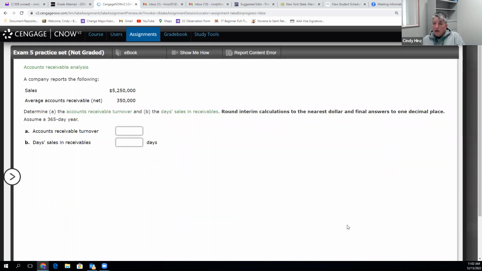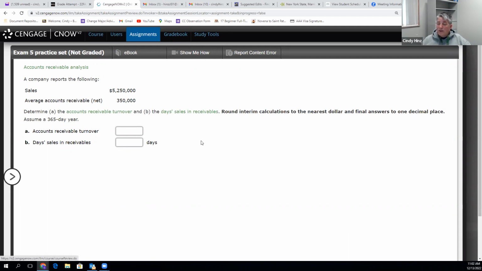Moving on to our accounts receivable analysis. So we first covered this back in the receivables chapter, which was chapter 8. And just like I did in class, in that chapter and in chapter 14, I'm going to give you an easier approach to calculating accounts receivable turnover.